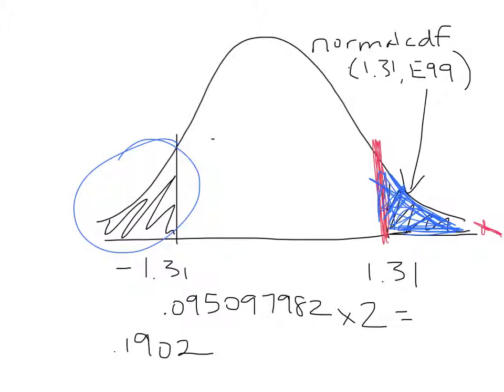And when I do that, I will get approximately 0.1902. What I actually got was 0.190194964. I round it to 4 decimal places. Almost always I'll tell you where to round these things. If I don't, 4 decimal places is just kind of a good thing to do. Okay?